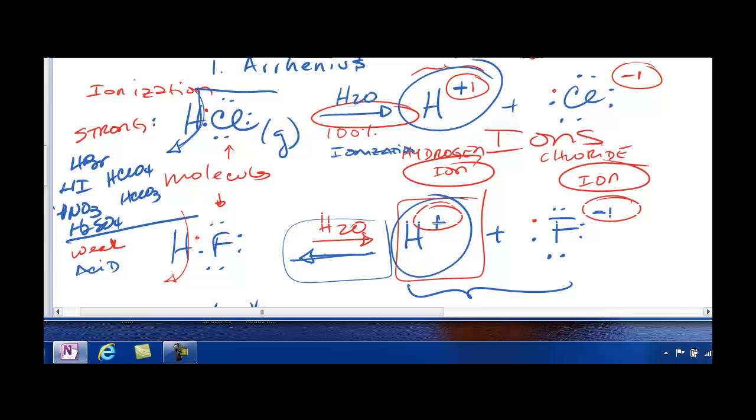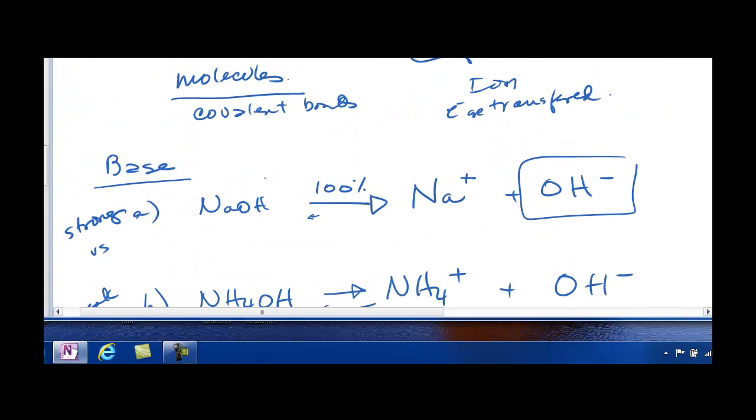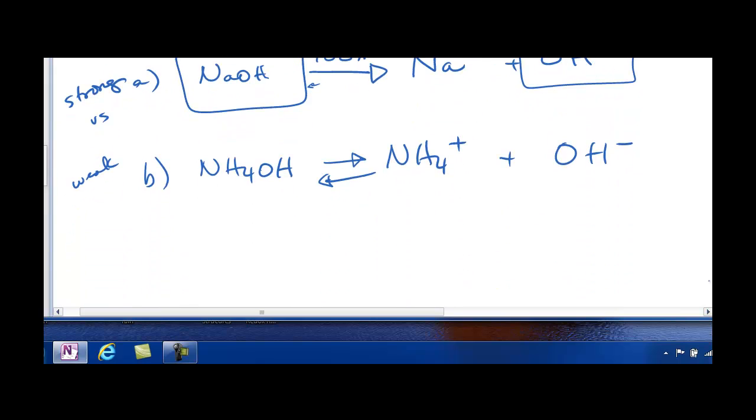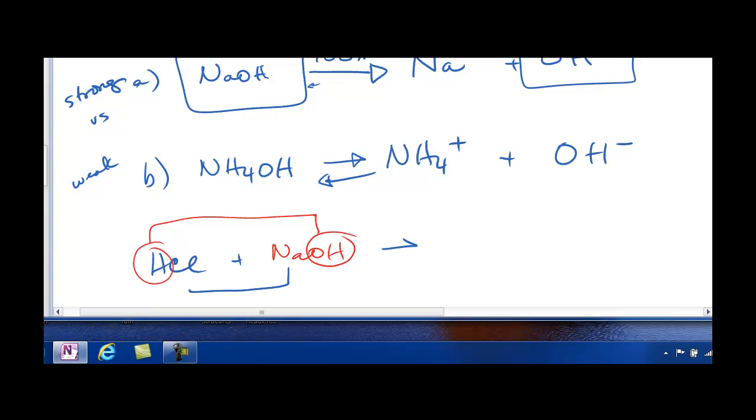So if I have HCl and I combine that with NaOH, the hydroxide that's donated by the base reacts with the H plus that's donated by the acid to form what? Water. And the Na that's donated by the base combines with the Cl that's coming from the acid to produce salt. So you produce NaCl, this is not new, and HOH, or water.